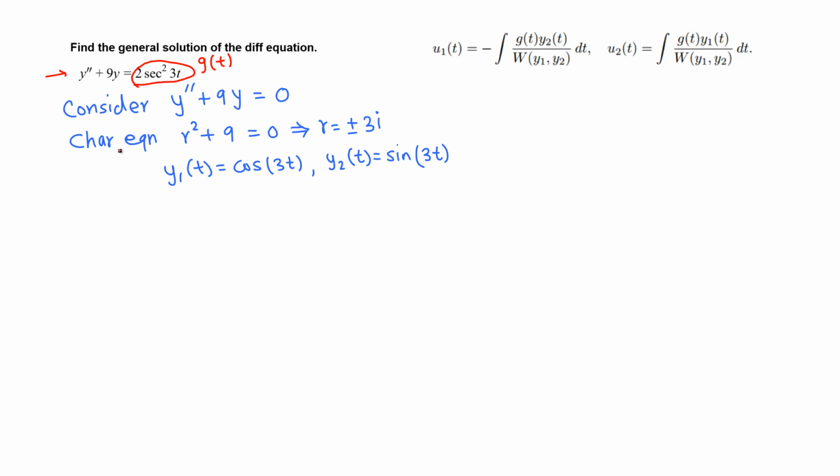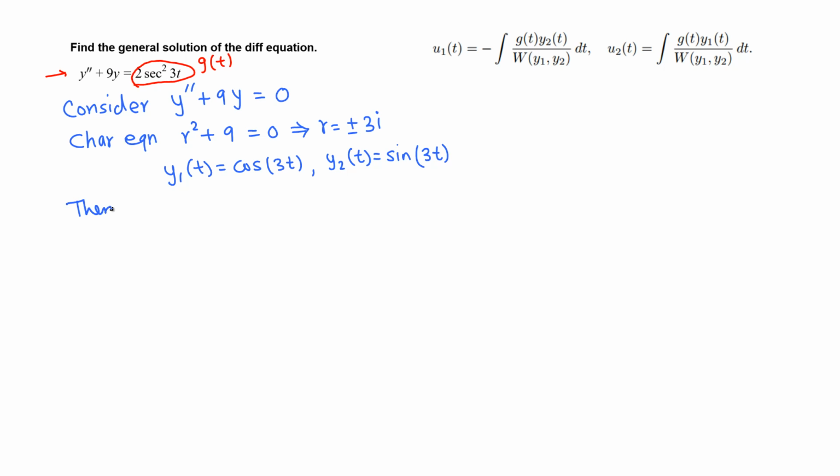To solve, we find the characteristic equation, which is r squared plus 9 equals 0. Solve for r, that's plus minus 3i. So cosine 3t and sine 3t are two solutions. Then we can write down the general solution of this homogeneous equation, which happens to be the complementary solution.